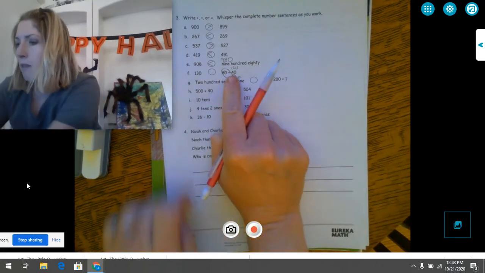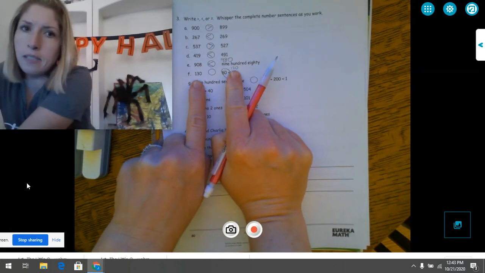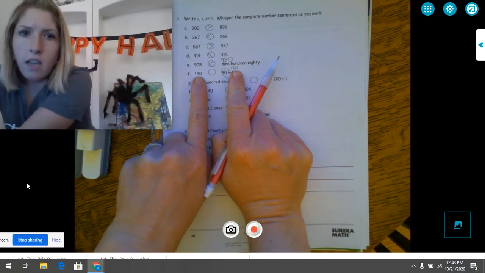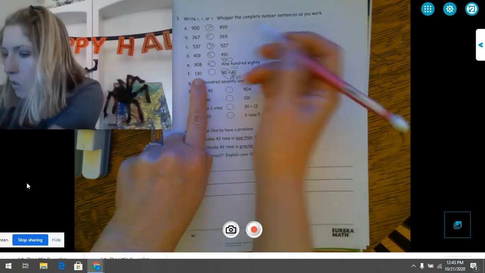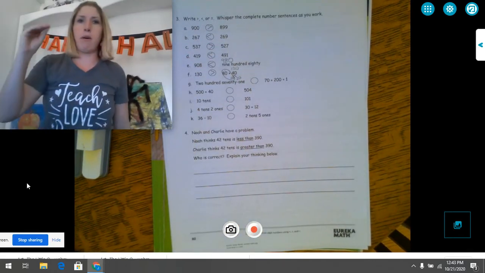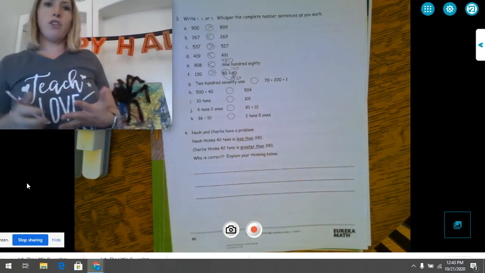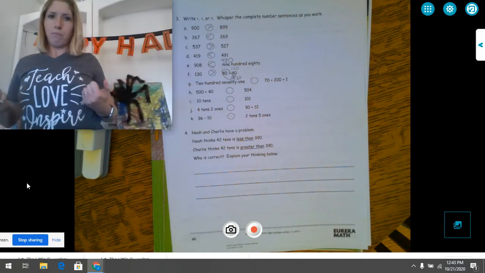Okay, I'm going to look at my hundreds place, and they both have a 1 in the hundreds place, so that's the same. So I'm going to look next door at the tens. This one has a 3 in the tens place, and this number has a 2 in the tens place. So the 3 in the tens place number is where my mouth is going to open towards. So 130 is greater than 120.